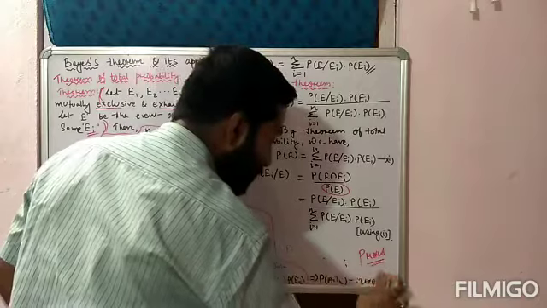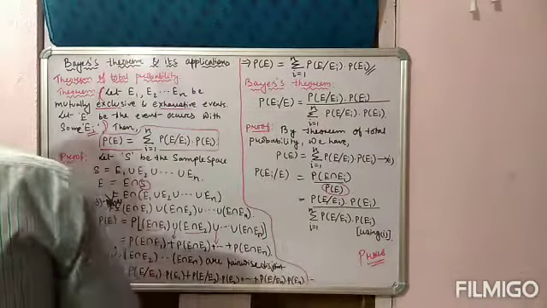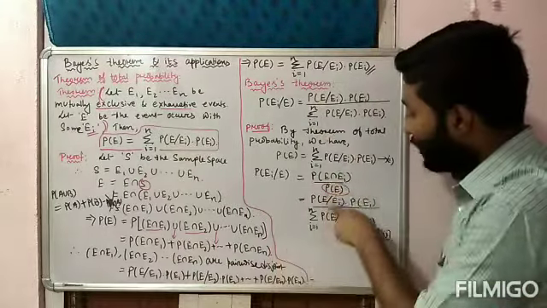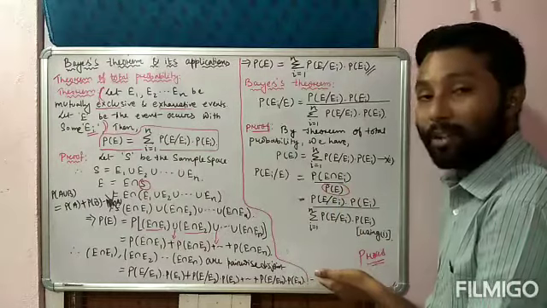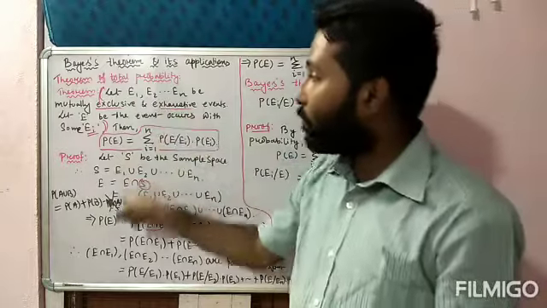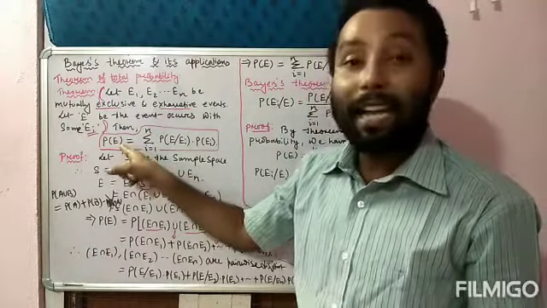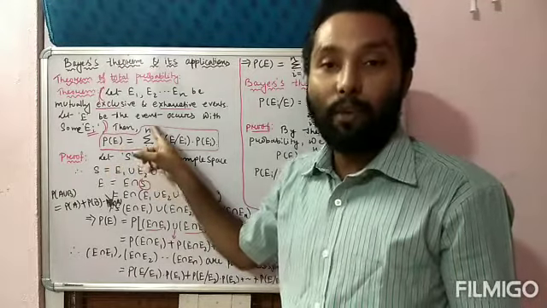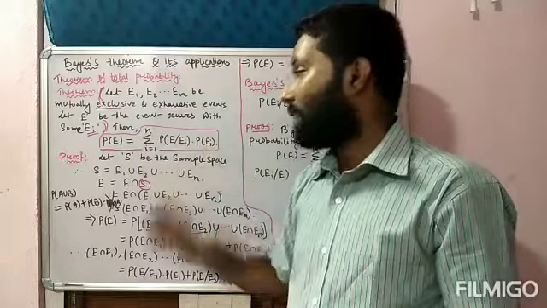बेस थ्योरम में ज्यादा कुछ नहीं है, सिर्फ दो स्टेप्स लिखना है. Main one is theorem of total probability, because if you don't know the value of this denominator part P of E, then how can we prove Bayes theorem? And for P of E, first you have to prove theorem of total probability, because in theorem of total probability only you will get the value of P of E, which is equal to summation I from 1 to n P of E slash EI into P of EI.